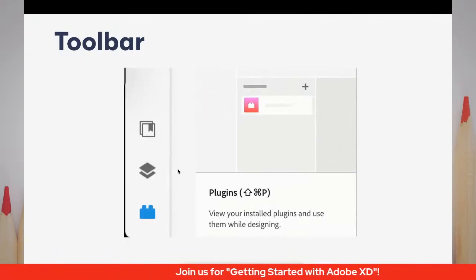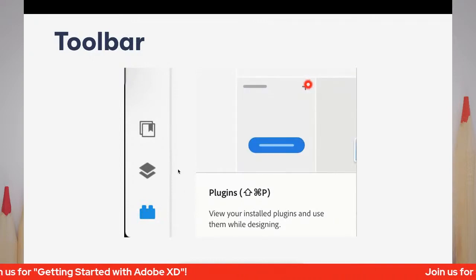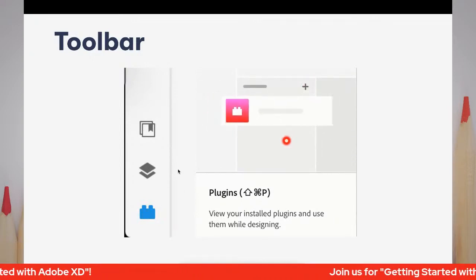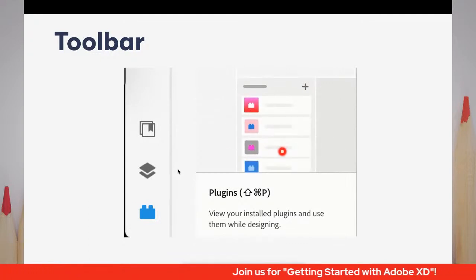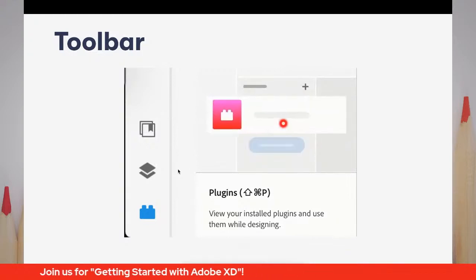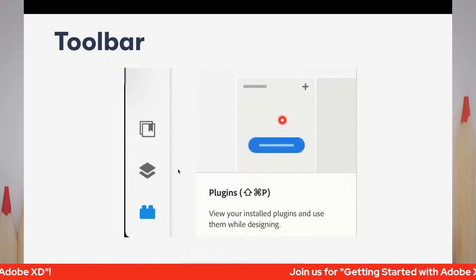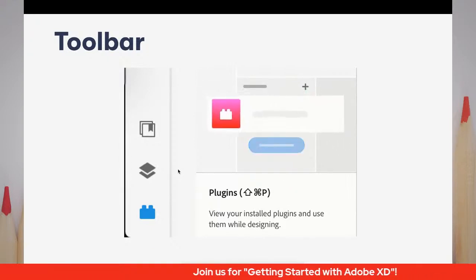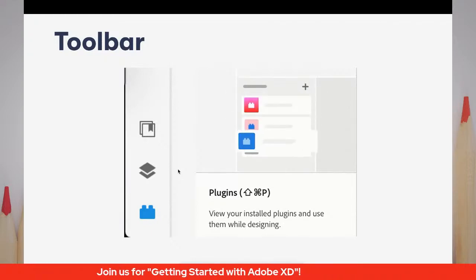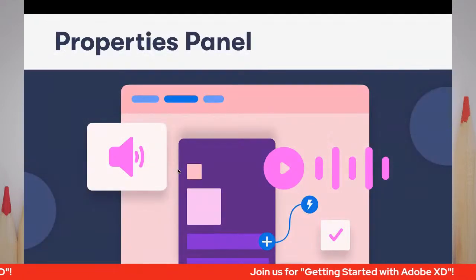Next is plugins. When you press on the plugin panel, you can add plugins that can help you with your design. Adobe XD has a lot of plugins that will help you create your design faster, like content generator, image generator, or icon generator. They have that. And the next is the properties panel. I will show you what it looks like on XD.